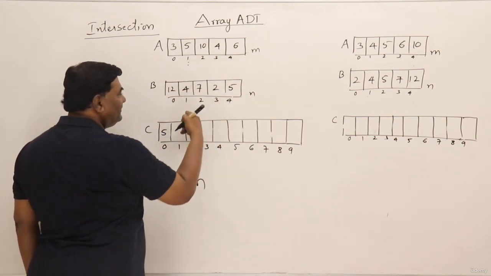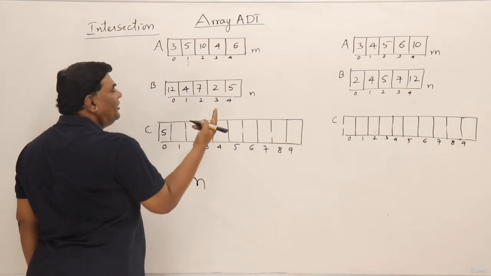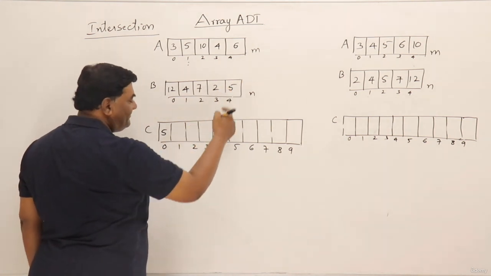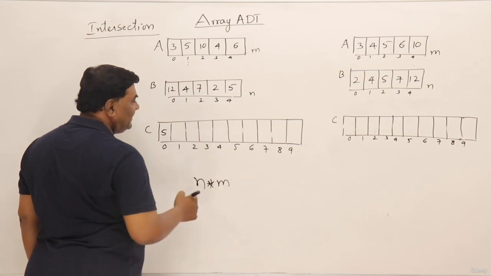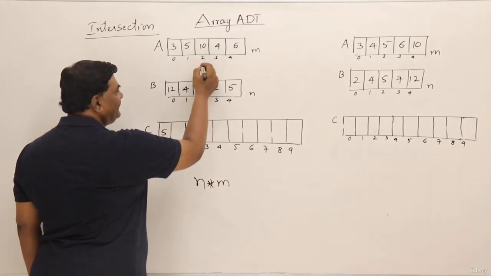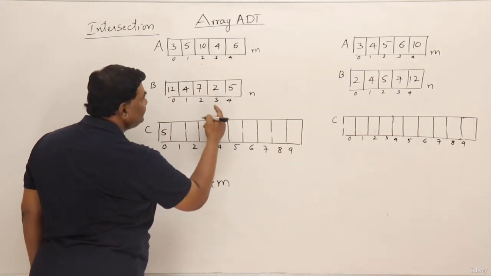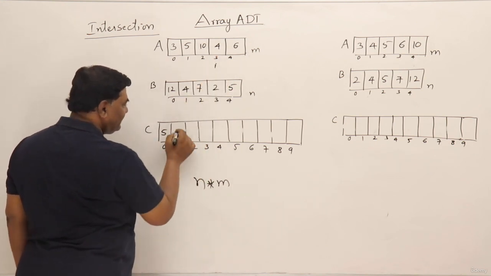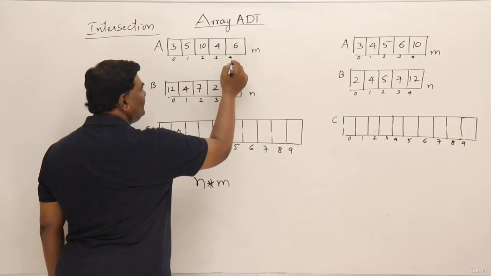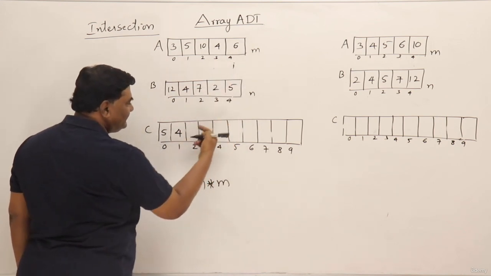Then search for 10, also search for 4. How much time does it take for all m elements? So this is m into n, or n into m. Then check next: 10, is it there? It's not there. Move to next. 4, is it there? Yes, it's there. Copy 4. Then move to next. 6, is it there? It's not there.